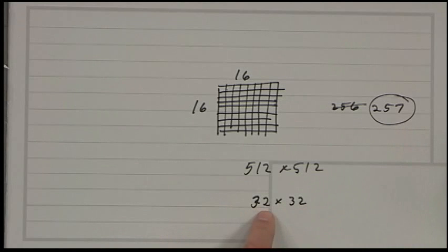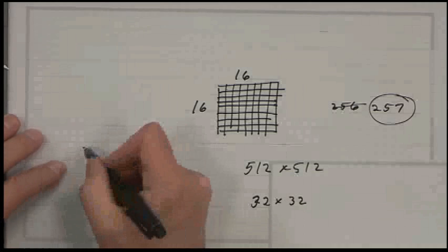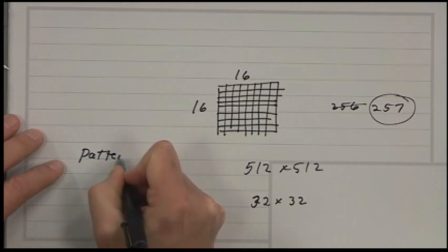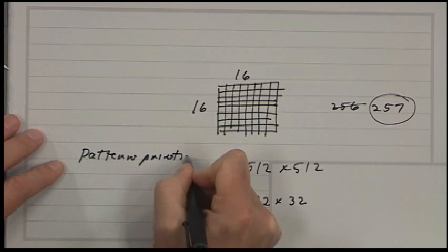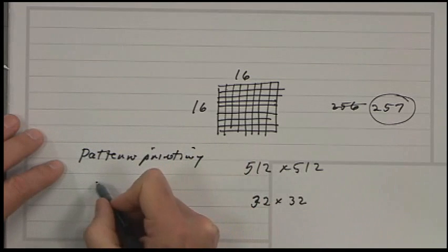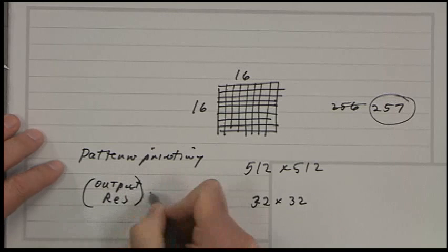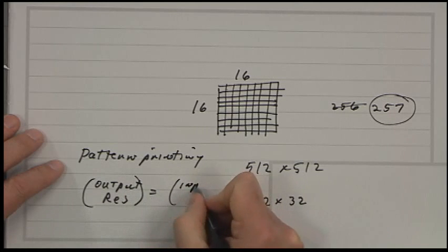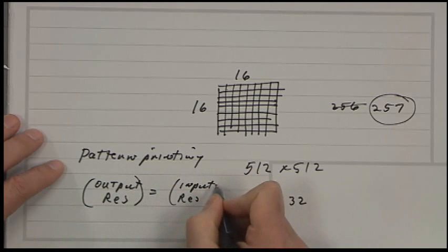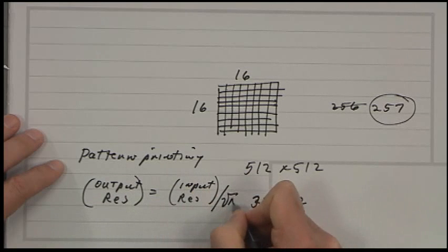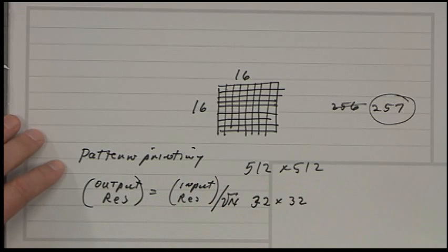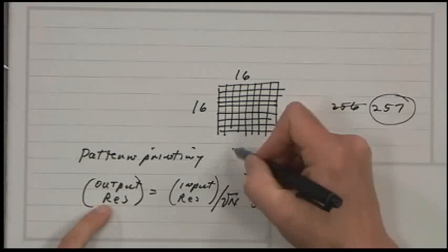So basically, the resolution for pattern printing, the output res is going to be equal to the input res divided by the square root of n in each direction. The number of pixels is going to be divided by n. So that's pretty bad, because you're giving up an enormous amount of resolution.